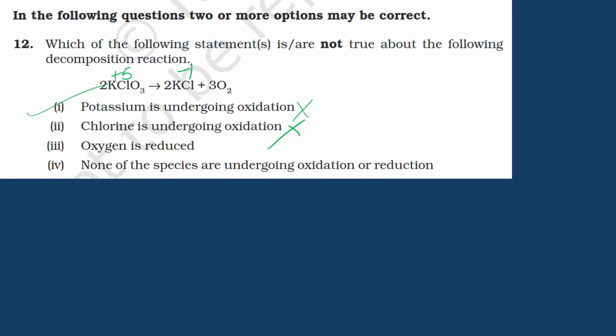So this is also wrong. Oxygen is reduced? Oxygen reduced. Let's see. Here it's -2. Here it is 0. It's getting oxidized. So this is also right then. Remember, we have to figure out the statements that are not true. So all three are not true so far. None of the species are undergoing. This one is also wrong. A, B, C, D, all of them are wrong, right?